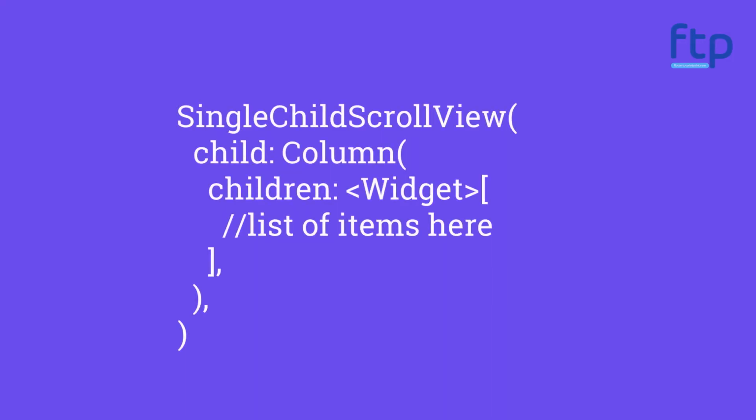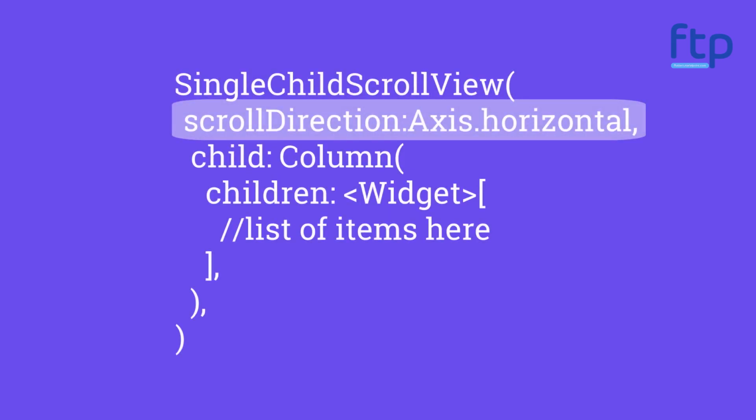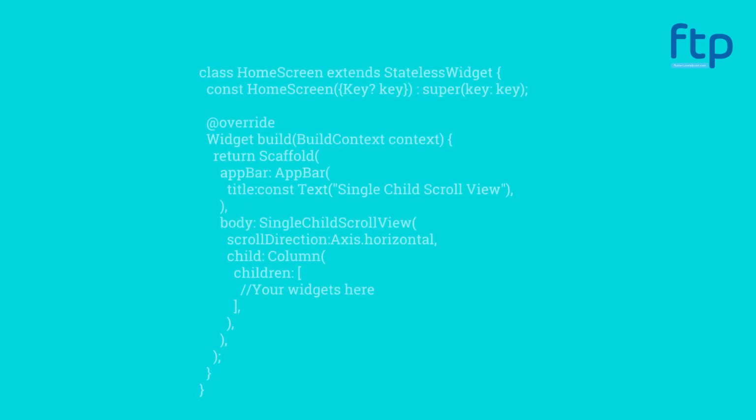The SingleChildScrollView widget takes a child property, which is the widget that will be scrolled, and a scrollDirection property, which determines whether the child can be scrolled horizontally or vertically. Here's an example of how you might use a SingleChildScrollView to make a list of items scrollable.